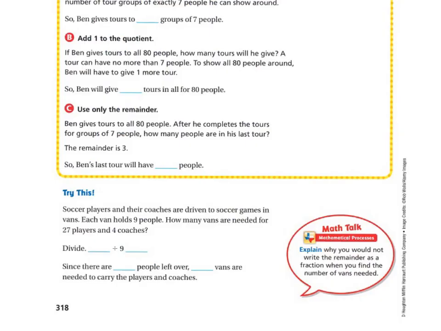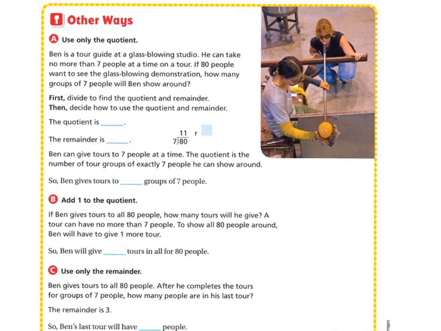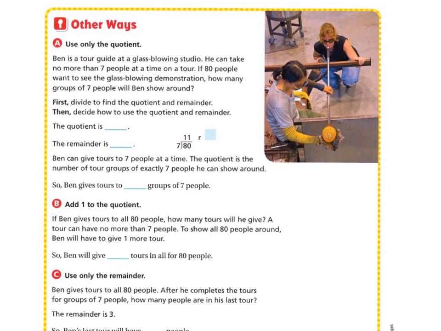So I'm going to work through some of these problems with you and talk about the different kinds and what's going on with these. So hopefully you've got your workbook with you right now and you can kind of go through this with me. This question says, Ben is a tour guide at a glass blowing studio. He can take no more than 7 people on a tour at a time. 80 people want to see the glass blowing demonstration. How many groups of 7 will he be able to show around?